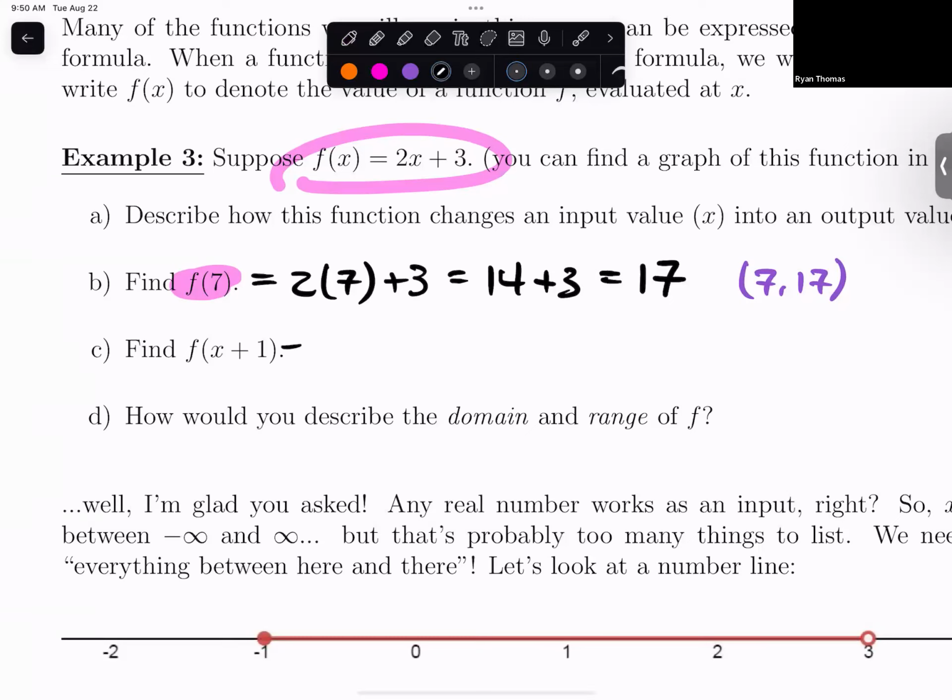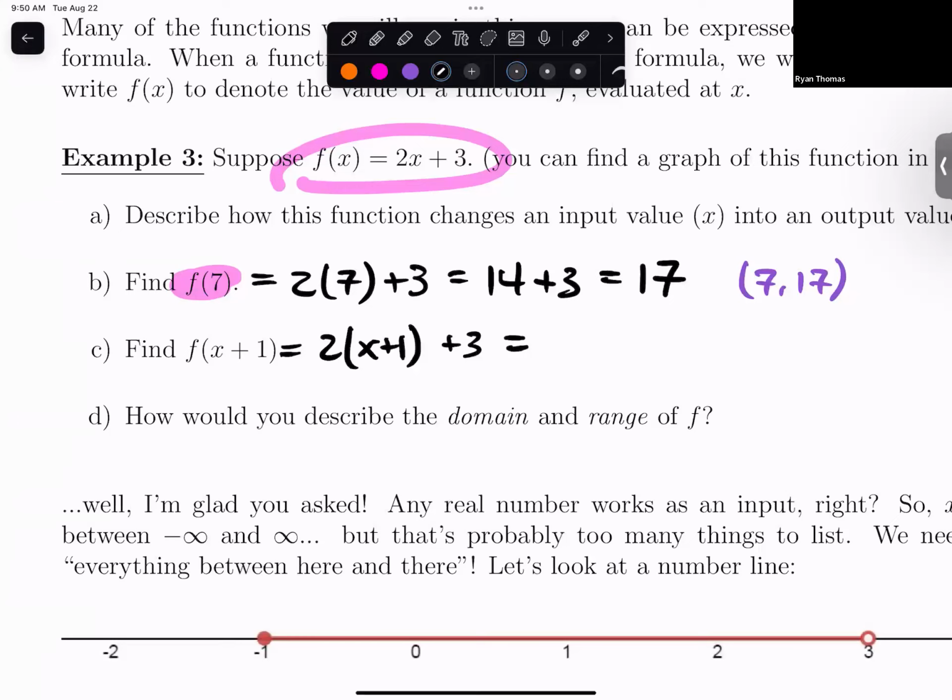Can we use the same idea? Okay, let's try the same idea. Where there was an x before, I'm going to write an x plus 1. And does that then give me instructions for what I need to do next? Like, how can I simplify or clean that up? Distribute. We need to distribute.